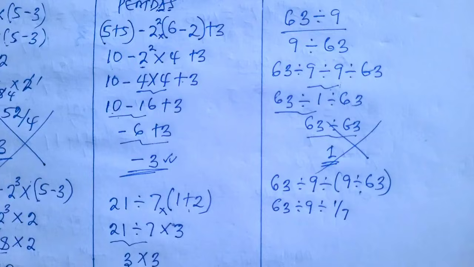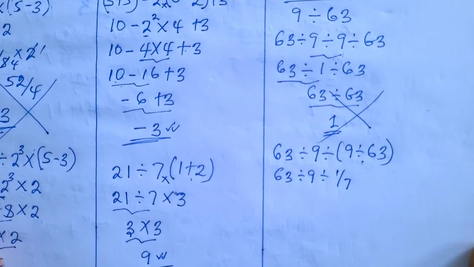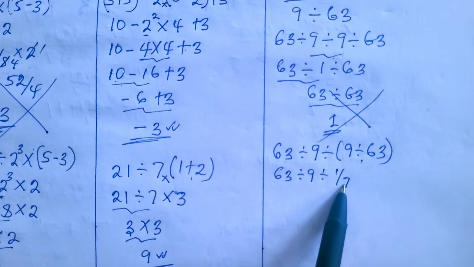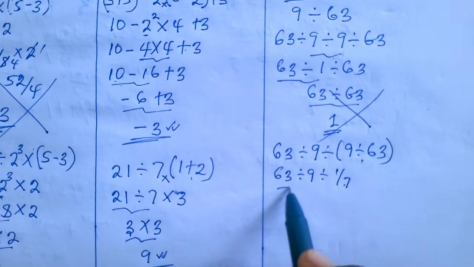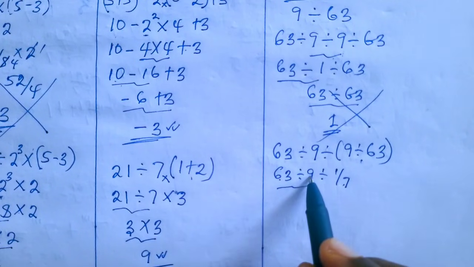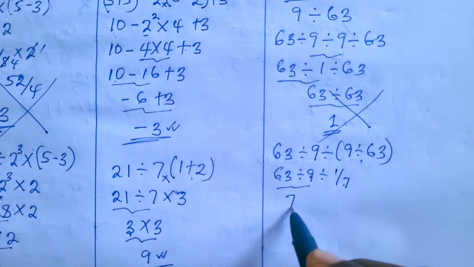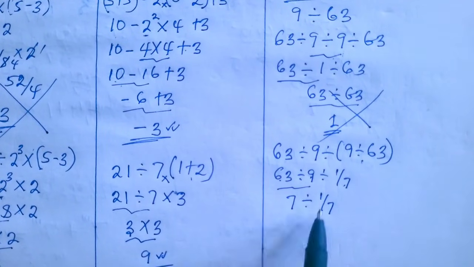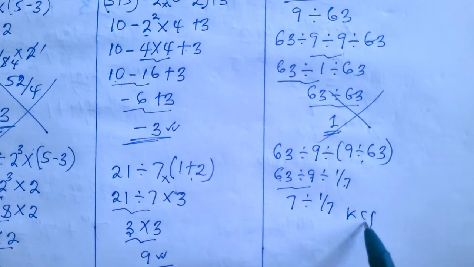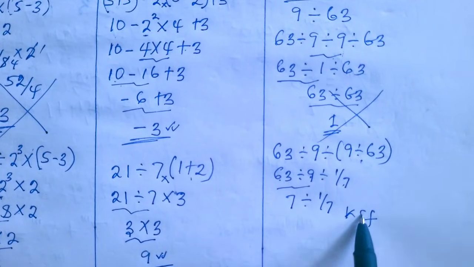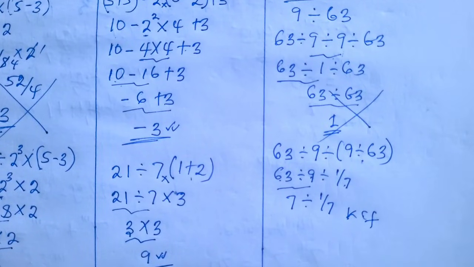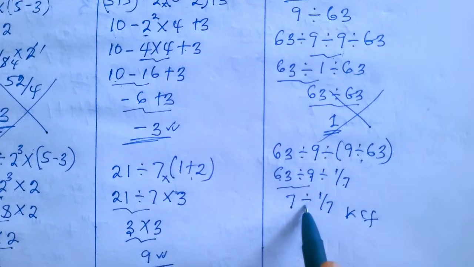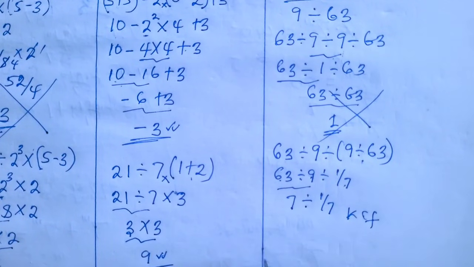Then, in this case, we continue the simplification, and the operation is from left to right. We move the simplification from left to right. Then, from here, we are going to first of all consider this 63 divided by 9, that will give us 7. Now, divided by 1 all over 7. Then right here, we are going to apply the KCF rule. K means keep, C means change, F means flip. Therefore, we are going to keep this first value, which is 7, then we change this division into multiplication, and we flip this value to 7 all over 1.